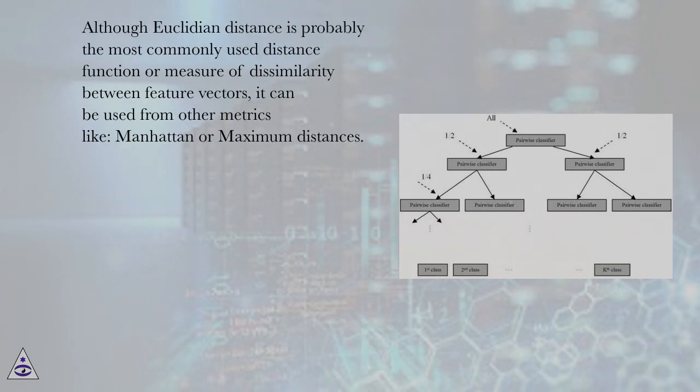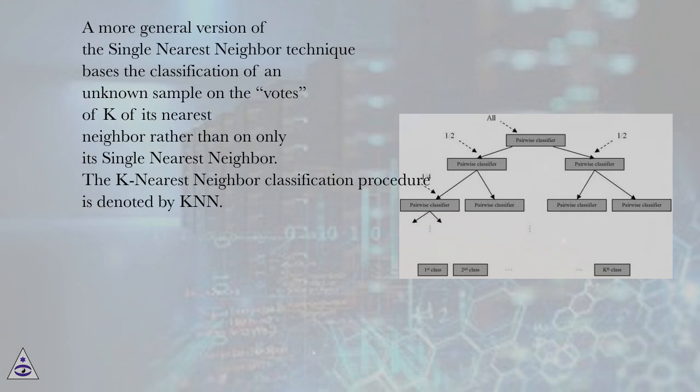Although Euclidean distance is probably the most commonly used distance function or measure of similarity between feature vectors, other metrics like Manhattan or maximum distances can be used. A more general version of the single nearest neighbor technique bases the classification of an unknown sample on the votes of k of its nearest neighbors rather than only its single nearest neighbor.